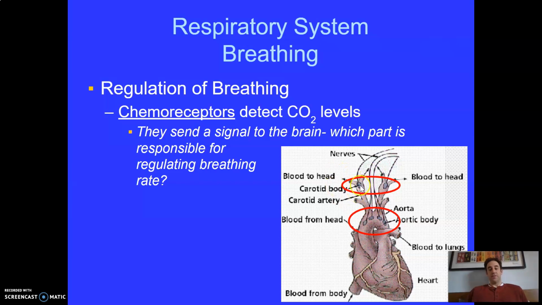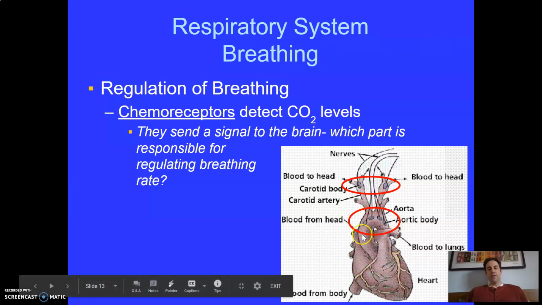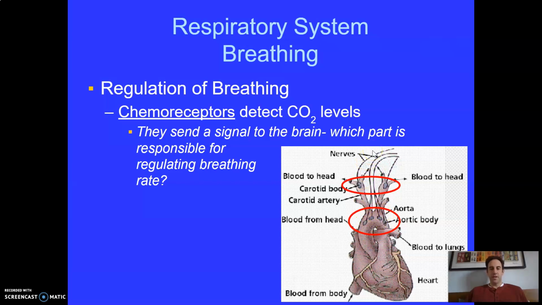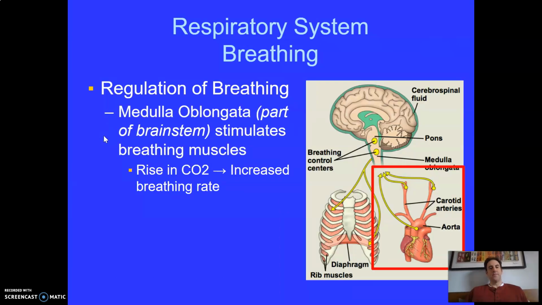Those chemoreceptors are located in little patches in the blood vessels in your neck, and in what's called the arch of the aorta, which comes out of your heart. So there are these little sensory receptors that detect CO2 levels and then send a signal to your brain. And that's how your brain knows what CO2 levels are doing in your body. Now, you may remember from when we looked at the brain, what part of the brain does the basic physiological stuff, basic things like breathing and heart rate? Do you remember? It's part of the brainstem, the medulla oblongata.